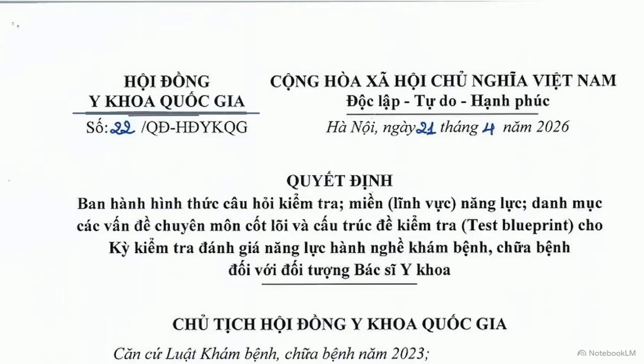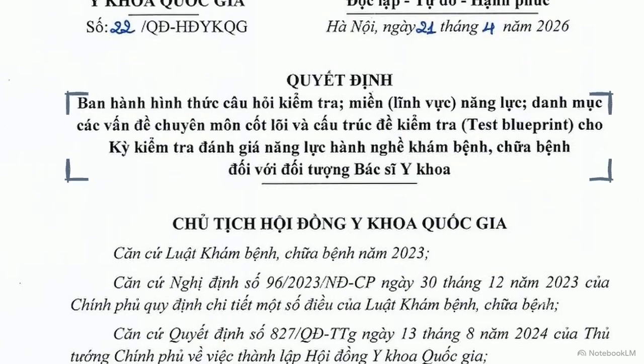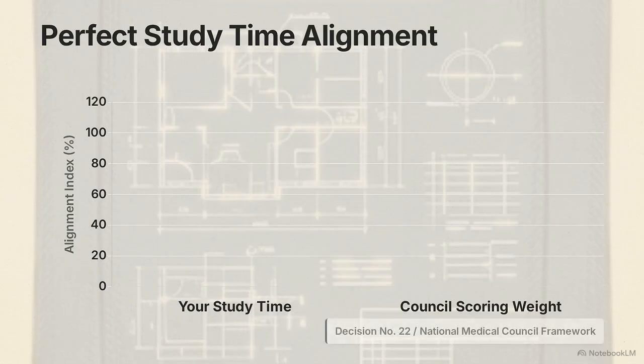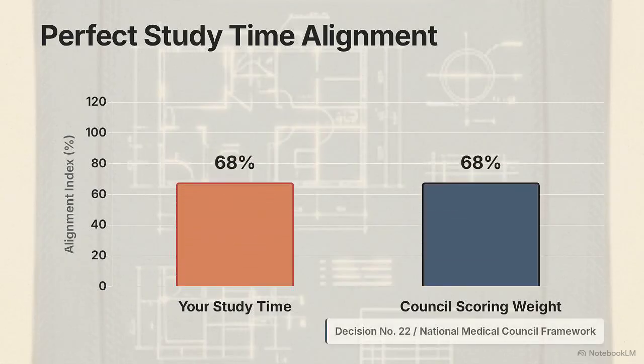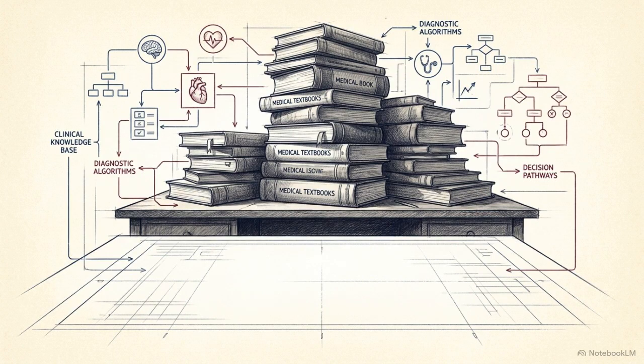This is Decision Number 22, issued by the National Medical Council. It is the official directive detailing the format, the required competencies, and the exact weightings of the exam. And as the text specifies, this framework applies directly to medical doctors. This document is the official standard. Following it is the only way to ensure your study time aligns with how the council will score you, no matter how much textbook knowledge you possess.